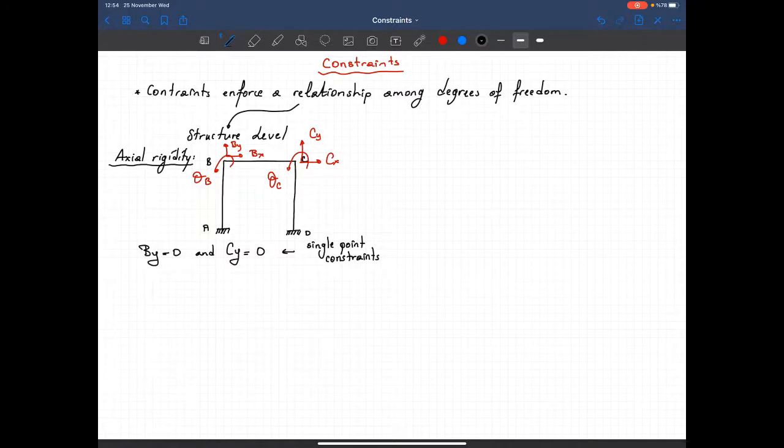And also, in order to define again axial rigidity, I was saying that Bx must be equal to Cx, right? That's what we called a multi-point constraint. Now I got 2 degrees of freedoms, Bx and Cx, and I'm defining a relationship between these 2 degrees of freedom. And also I'm enforcing the solution to give me this relationship. Okay, so that's one example, the axial rigidity.